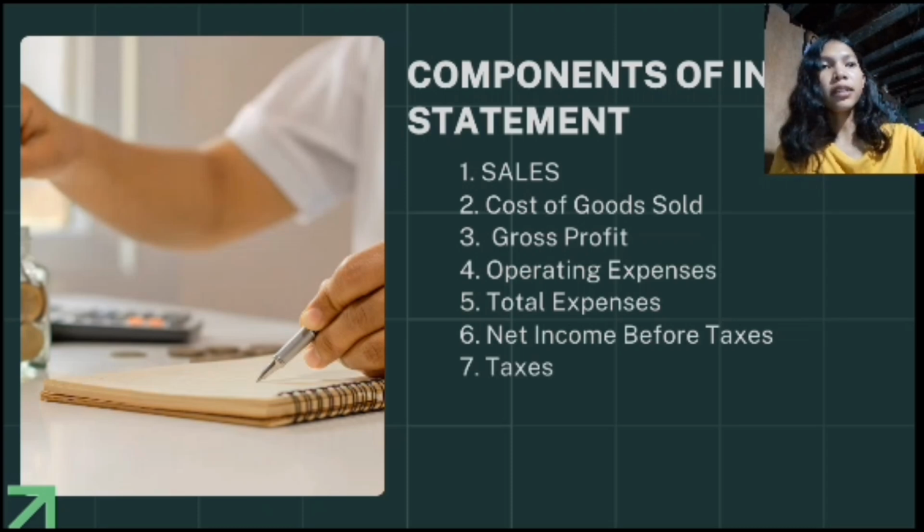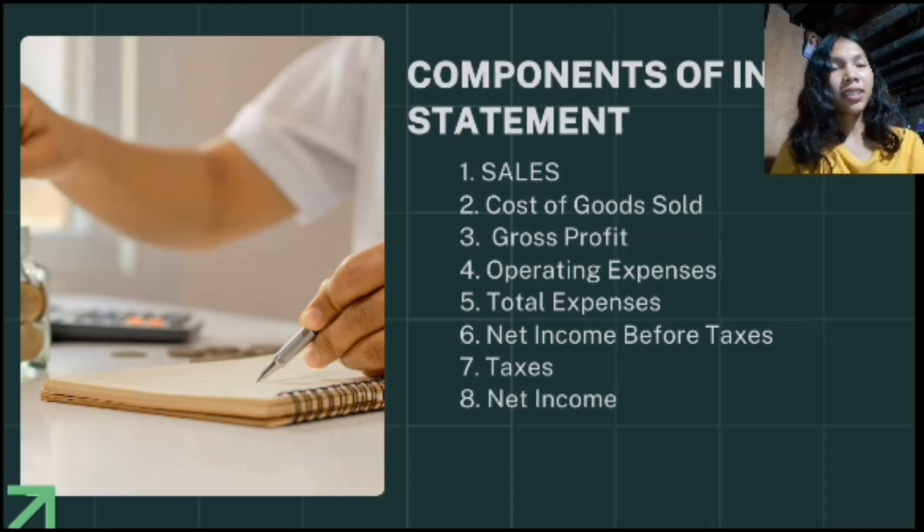So the seventh component is the taxes. So taxes, this is the amount of income taxes that an entrepreneur owes to the government, both local and national. So the last component of the income statement is the net income. So this is the amount of money the business has produced after paying income taxes.